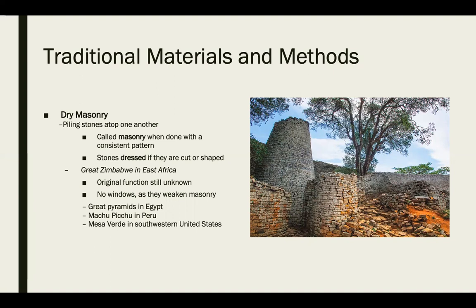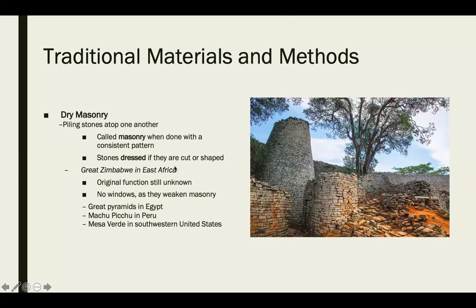It's essentially when you're piling stones on top of one another. And it's called masonry when it's done in a very consistent pattern like we see here. This is, obviously, to make a shape and to make form with. It's not just stacking it carelessly and not in a particular order. And then when the stones are dressed, it means that they are cut or shaped to fit in a specific position. So you can tell here that all these stones are relatively the same size, and so they've been cut or dressed to be what it needs to be to create this structure.